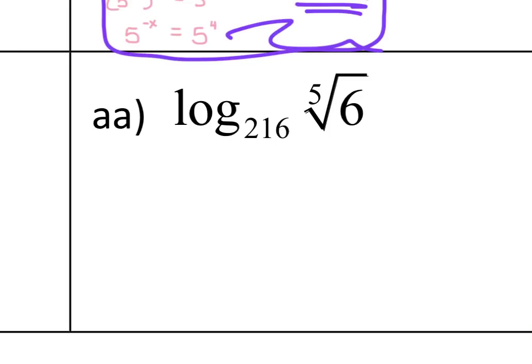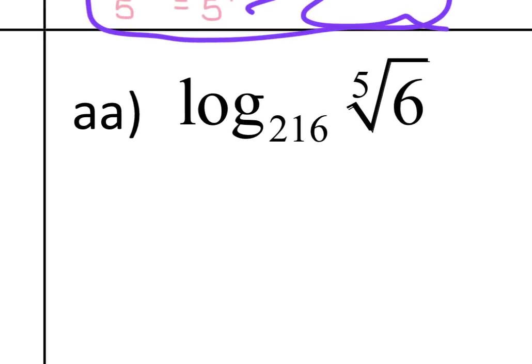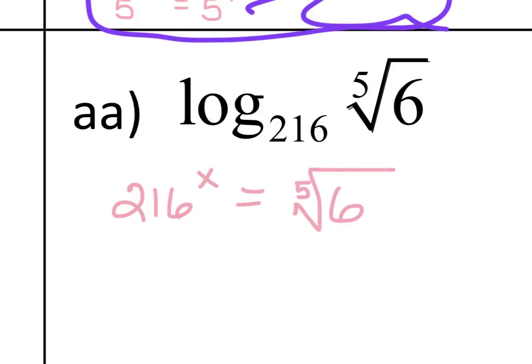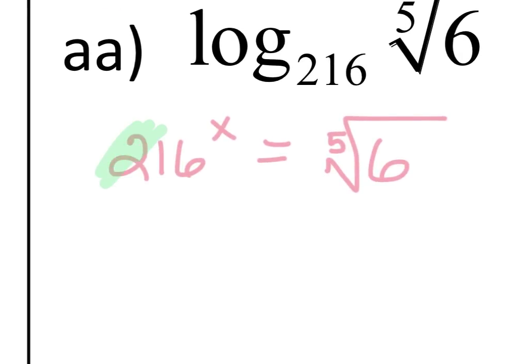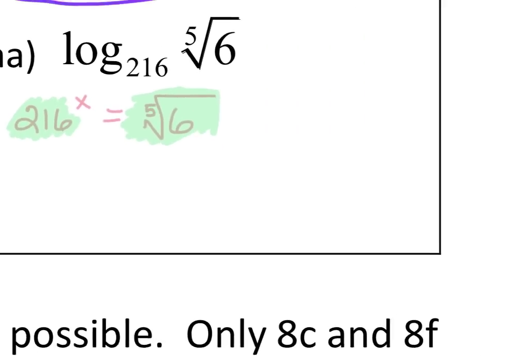Wow, this looks crazy. I don't think I can do it. Sure you can. Start with the same process. 216 to some power equals the 5th root of 6. So you want to find some number that can be the base of 216 and the 5th root of 6. Hint: might it be 6? Try 6.